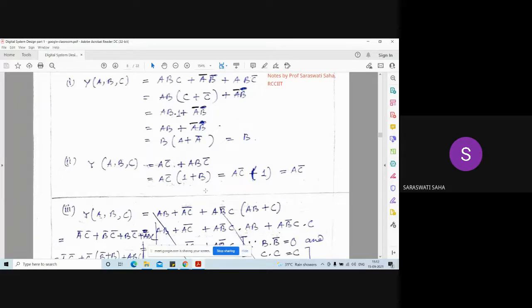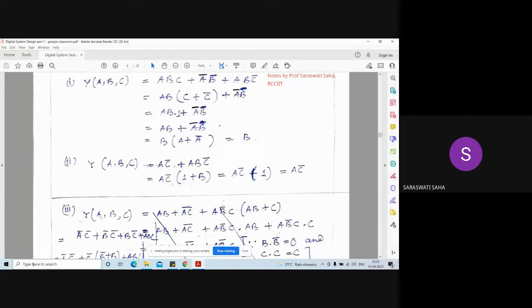Here 1 plus B, and 1 plus B means any variable when OR with 1, obviously the output will be 1 because it is an OR operation. So ultimately from here you will get AC bar. So there were two terms, but after simplifying you will get only a single term, AC bar. So in this way we can reduce the number of gates to design the circuit.